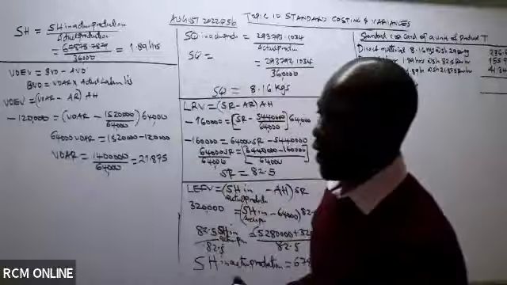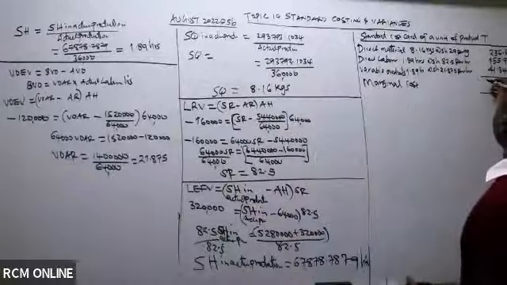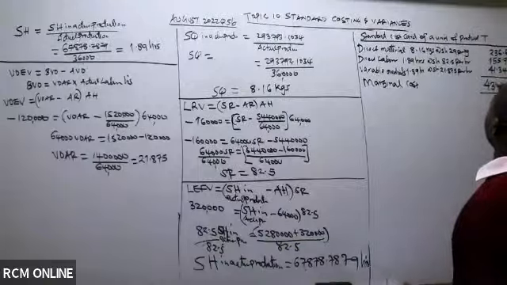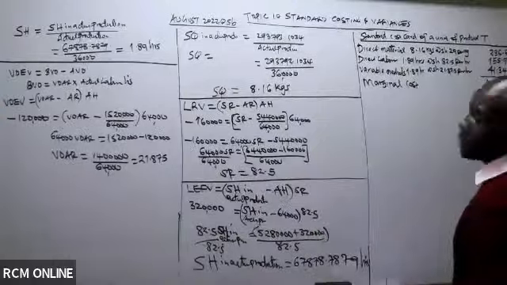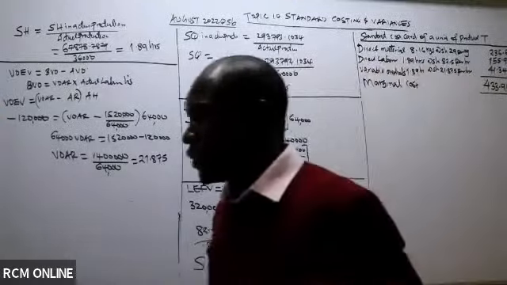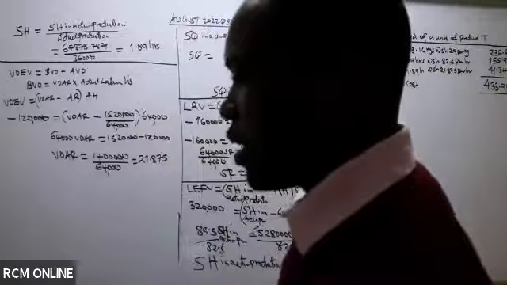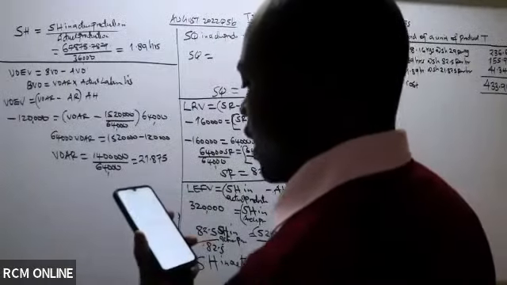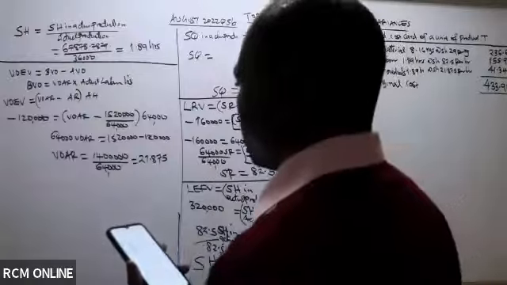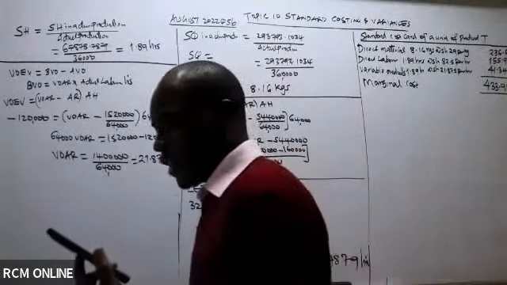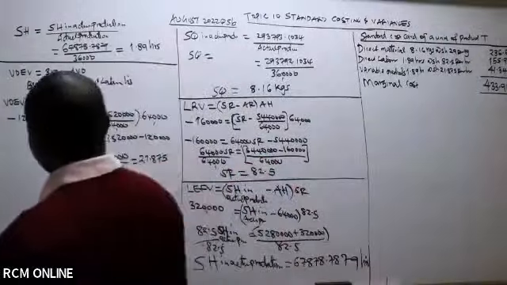Marginal cost is 433.91. So that's what you are required to do. Somebody is now wondering, why have we not used variable overhead efficiency variance?